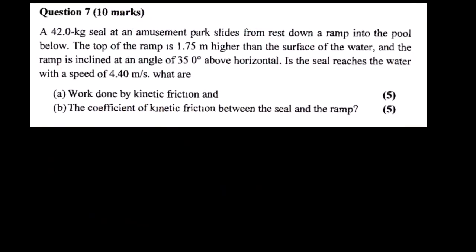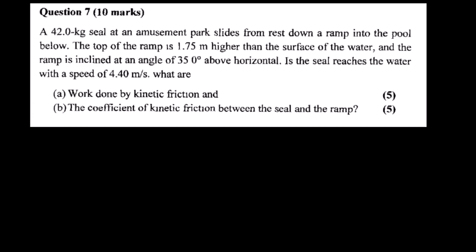This question is 10 marks, that is the mark allocation. We look at the scenario. A 42.0 kg seal at an amusement park slides from rest down a ramp into the pool below. The top of the ramp is 1.75 meters higher than the surface of the water, and the ramp is inclined at an angle of 35.0 degrees above horizontal.